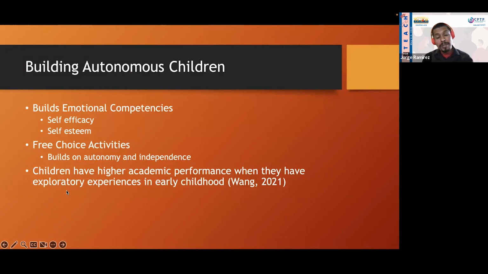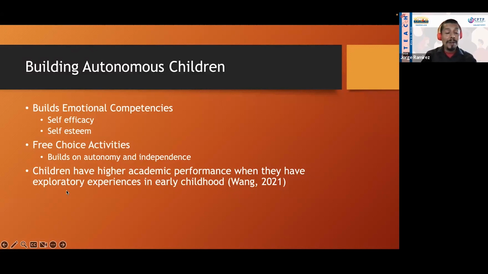So when they become adults, they believe in themselves. They believe in their ability to be able to accomplish everything and anything they want in life. Autonomous children comes with allowing them to make free choices. Again, this builds on their independence. How many of us have a hard time deciding what to eat with our partners?